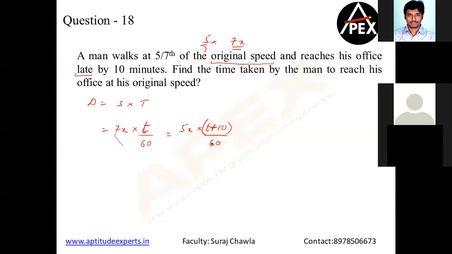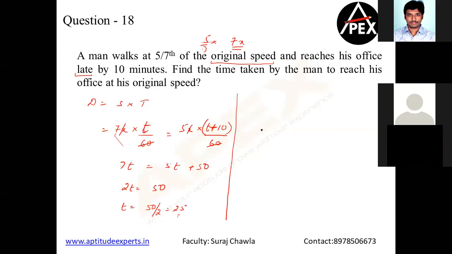Now again, these minutes will be converted into hours. 60 and 60 would get cancelled, x and x would get cancelled. So all we get is 7t is equal to 5t plus 50, or we get 2t is equal to 50, or the value of t is equal to 50 by 2, that is equal to 25. This is the basic way of solving it, guys.